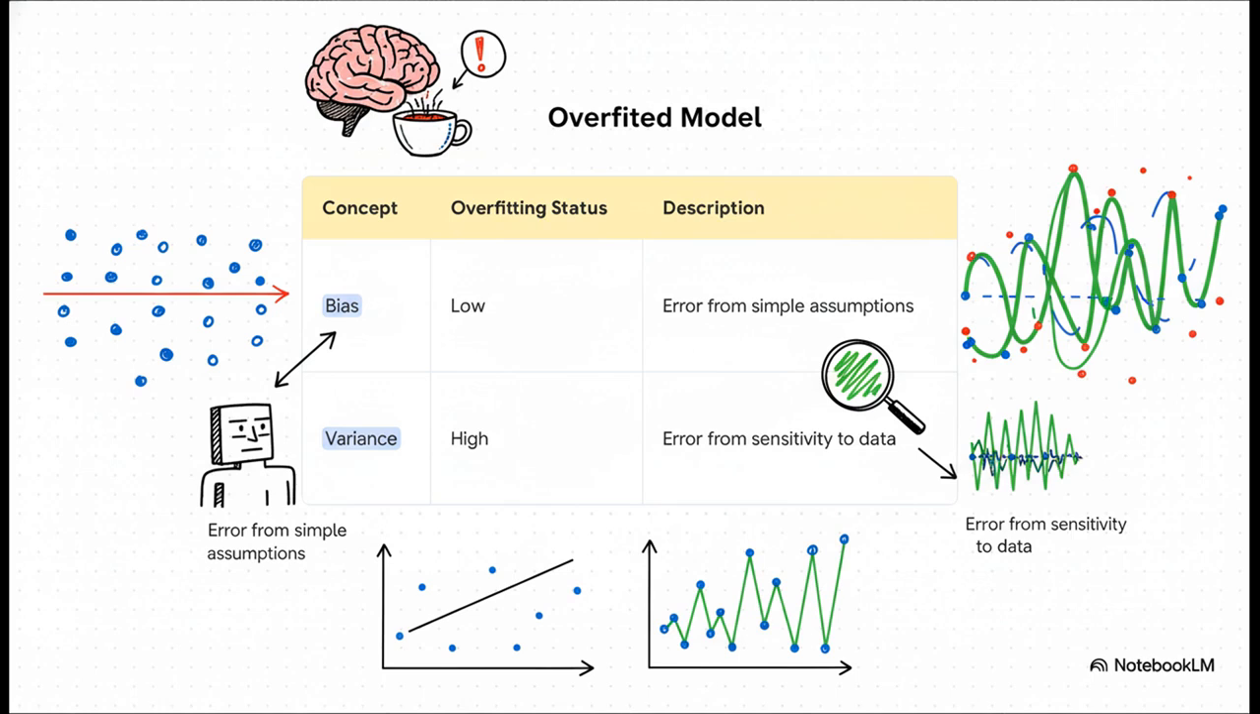Now, if you want to get a bit more technical, we can talk about this using two concepts: bias and variance. Bias is the error you get from a model that's too simple. An overfitted model actually has low bias because, hey, it's not making simple assumptions. It's fitting the training data perfectly. But it has super high variance. That's the error you get from a model that's way too sensitive to the training data. It's reacting to everything, the signal and the noise.